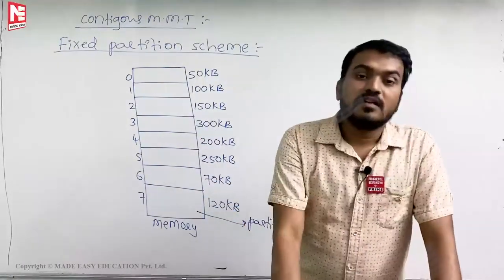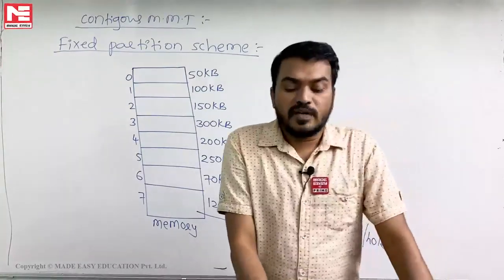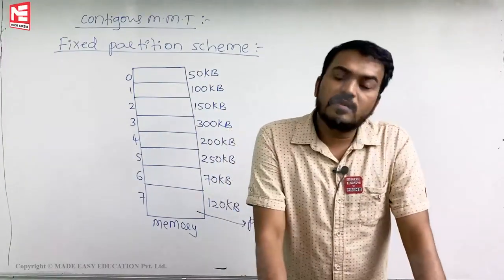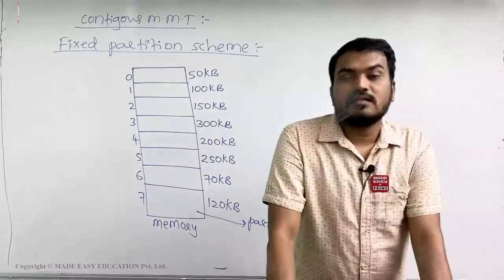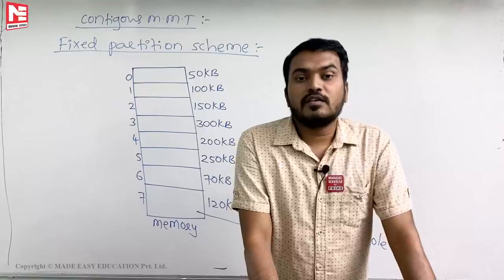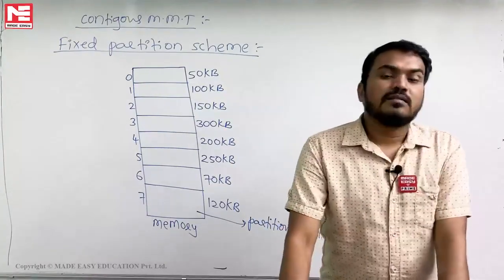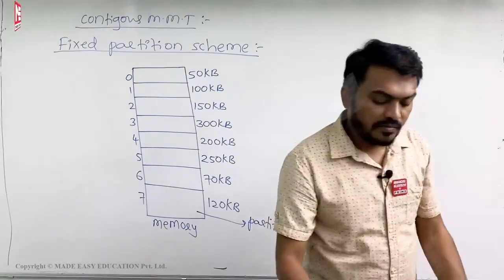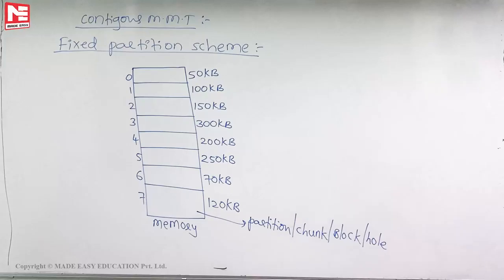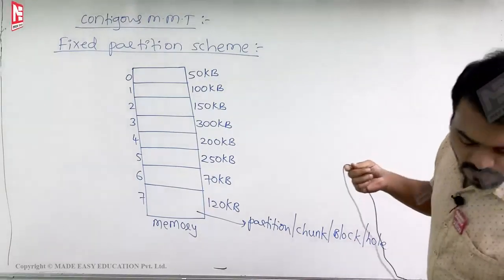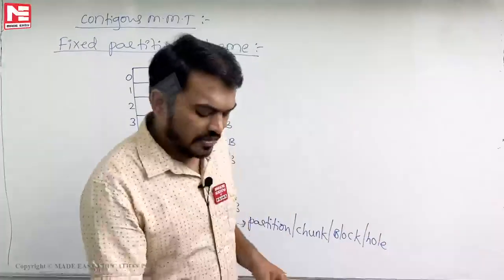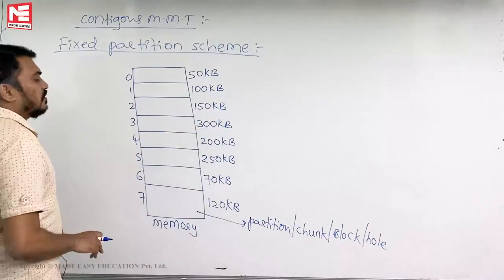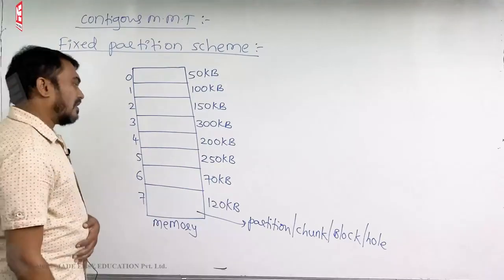Okay, note down the next point. Degree of multi-programming is restricted by the number of partitions in the memory. So degree of multi-programming is restricted by what? The number of partitions in the memory. So it means the maximum degree of multi-programming will be 8 only, right?